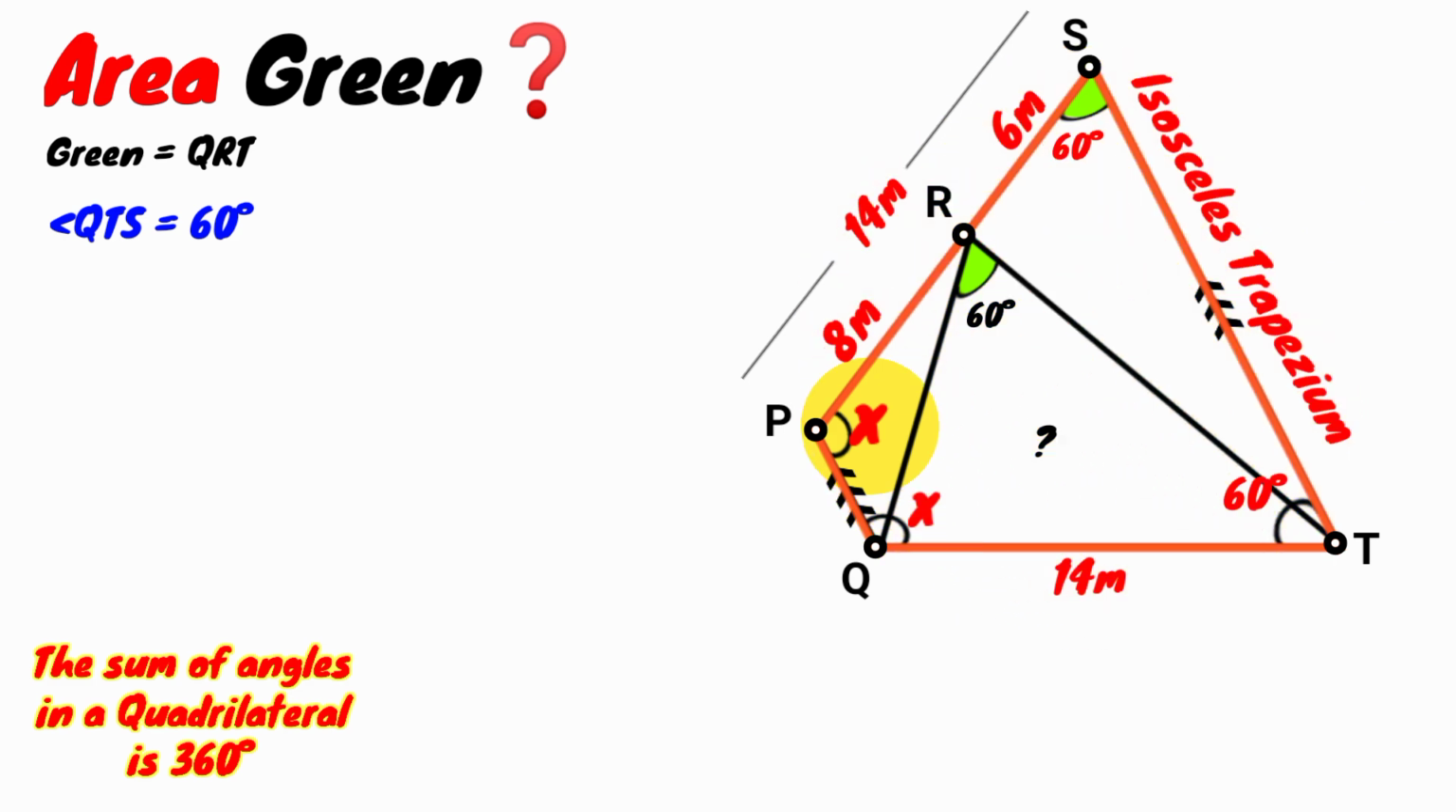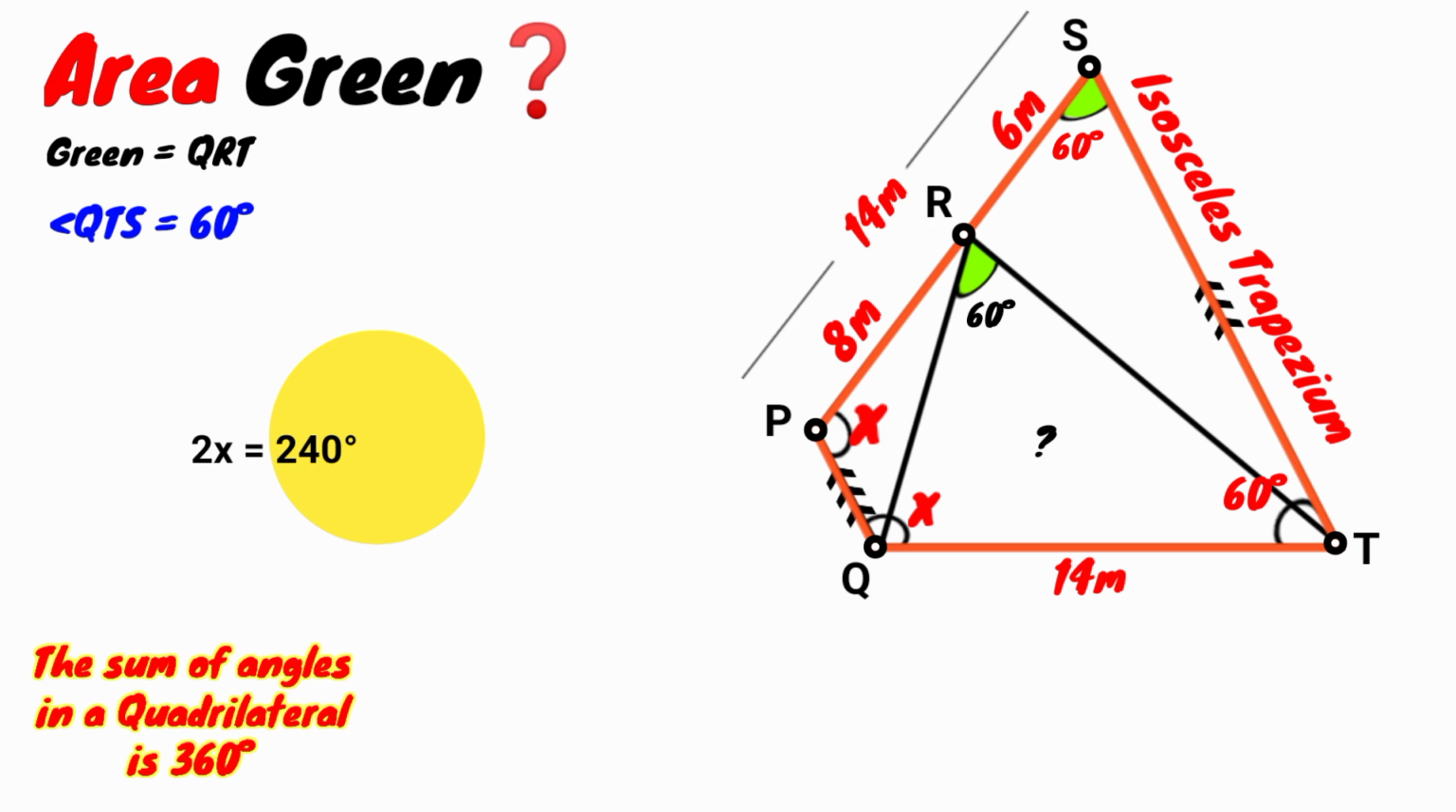That is, this angle, this, and this, if we sum them up, they'll be equal to 360 degrees. So x plus 60 degrees plus 60 degrees equal to 360. x plus x is 2x. 60 plus 60 is 120. Take 120 to the right. 360 degrees minus 120 degrees is 240 degrees.